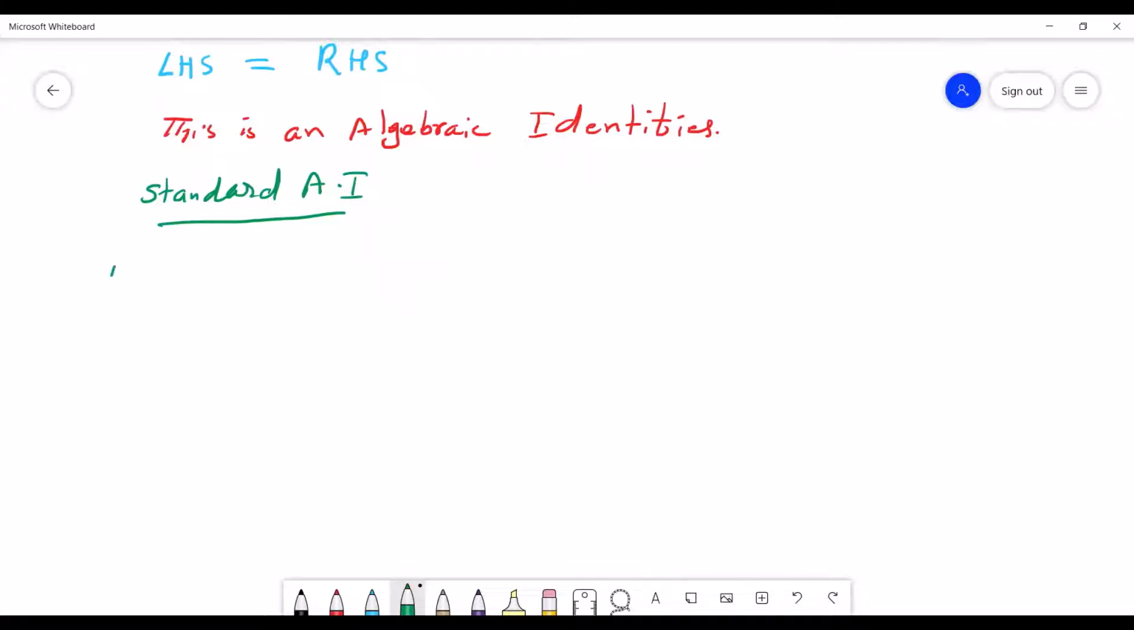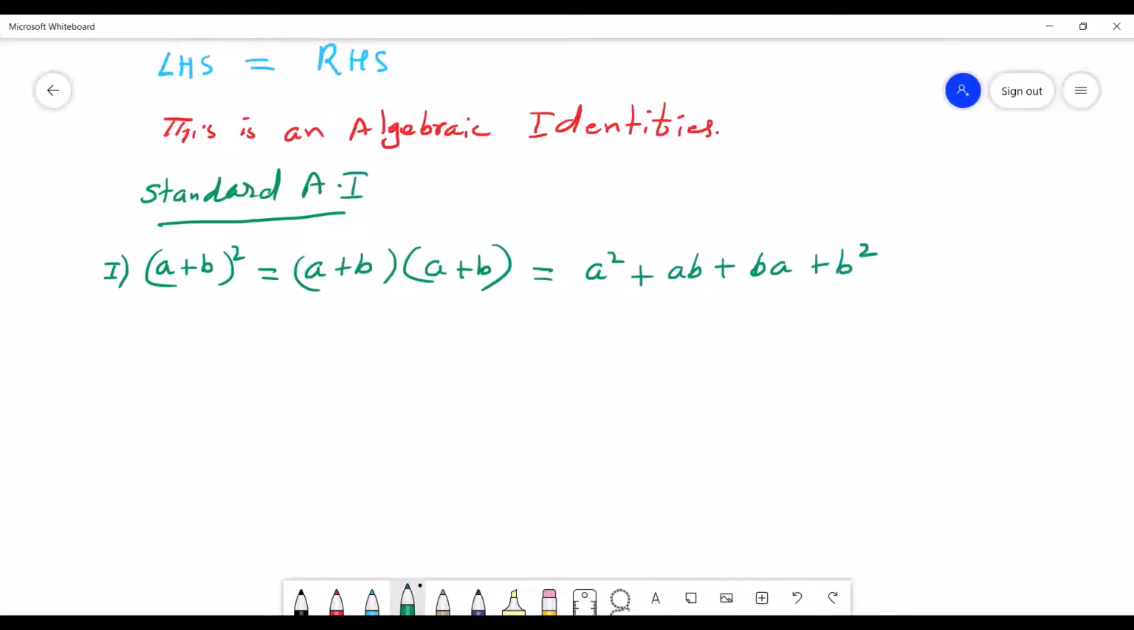So the very first one I am writing here is (a + b) whole square. What is (a + b) whole square? It means (a + b) into (a + b), isn't it? Square means 2 times multiplication. So with a, we will be multiplying the second expression, so we will be getting a square plus ab, plus, multiplying with b, we are getting ba plus b square.